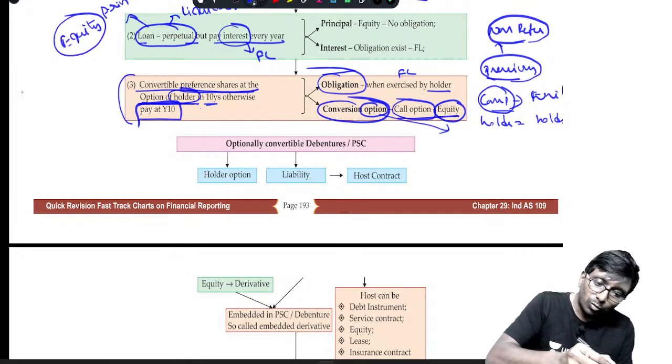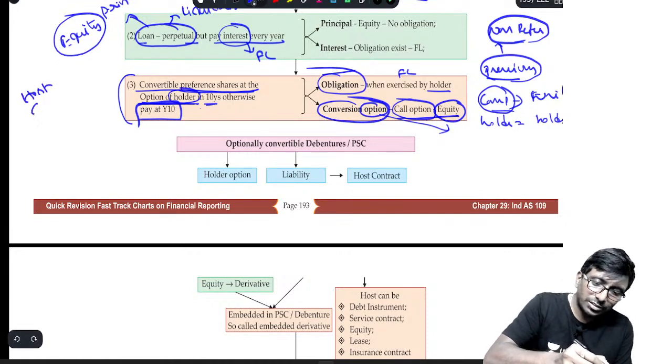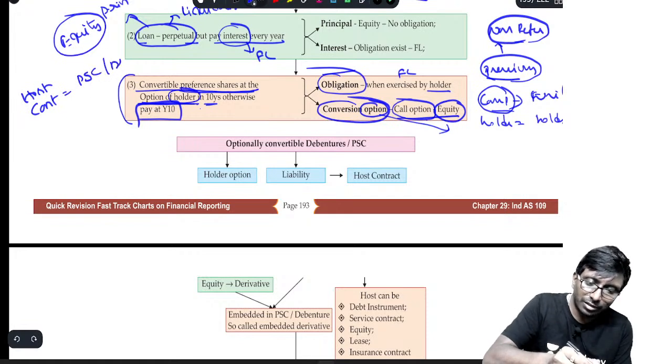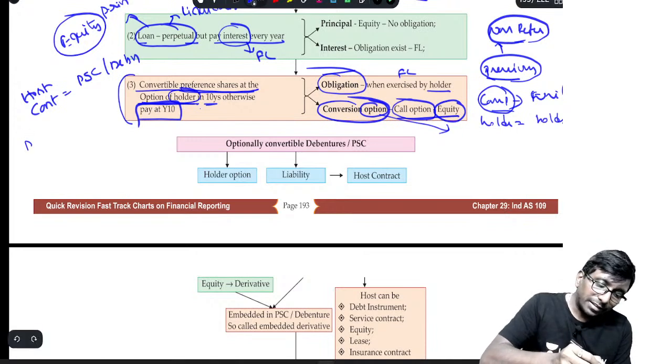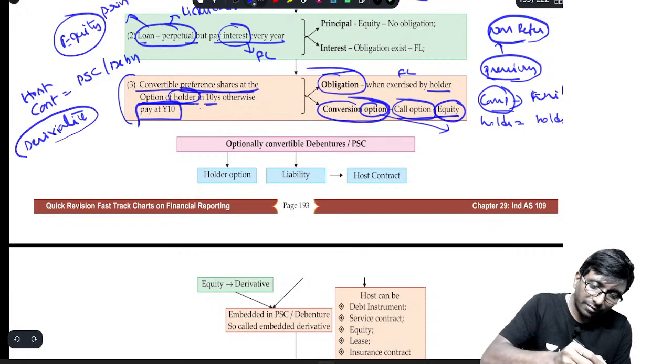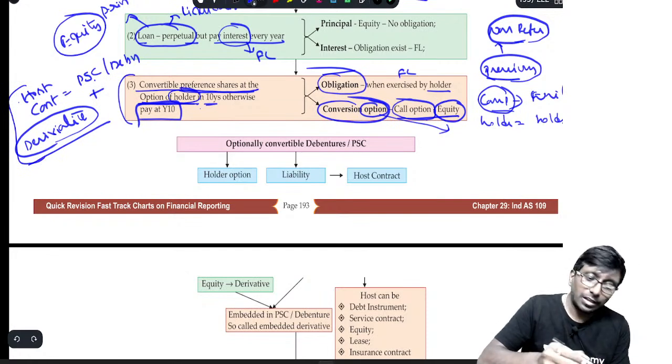Right. Here, what do we call, simple thing, what is the host contract? We use the word host contract. Host contract is equal to preference share capital, or it can be a debenture instrument. And there is a derivative in it. That's why when you have a preference share capital plus derivative, it is nothing but a compound financial instrument.